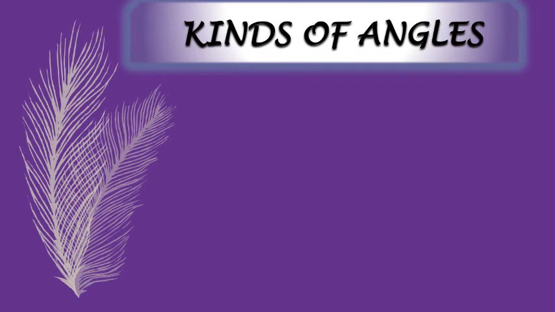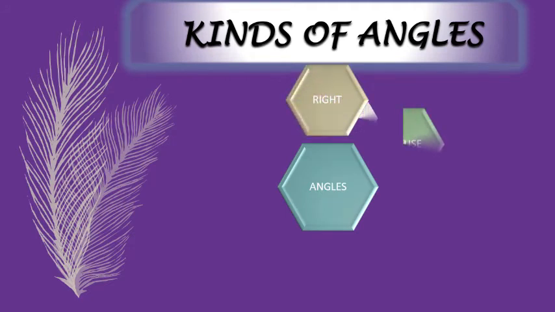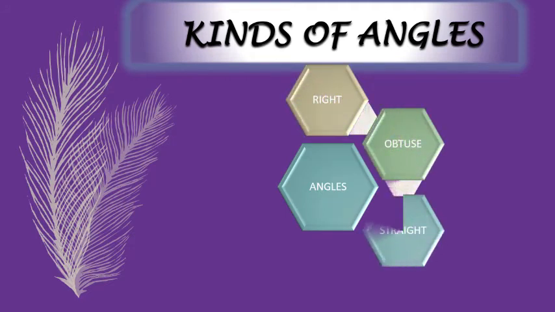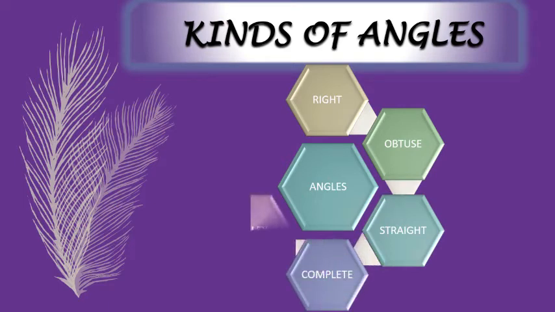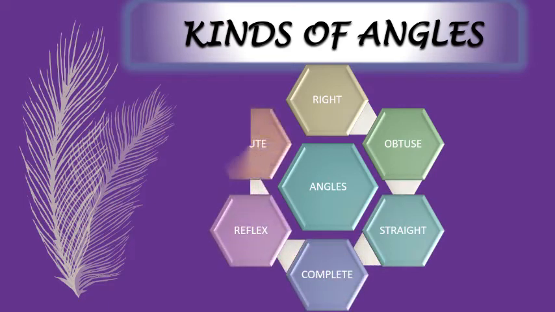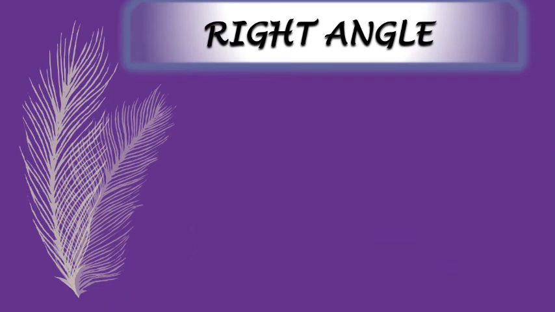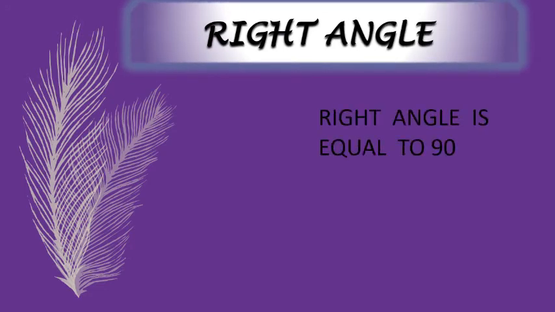We have some kinds of angles: right angle, obtuse angle, straight, complete, reflex, and acute. These are some types, or you can say kinds, of an angle. The first type we have is the right angle. Now what is a right angle? A right angle is basically equal to 90 degrees. What? 90 degrees. The right angle is equal to 90 degrees.